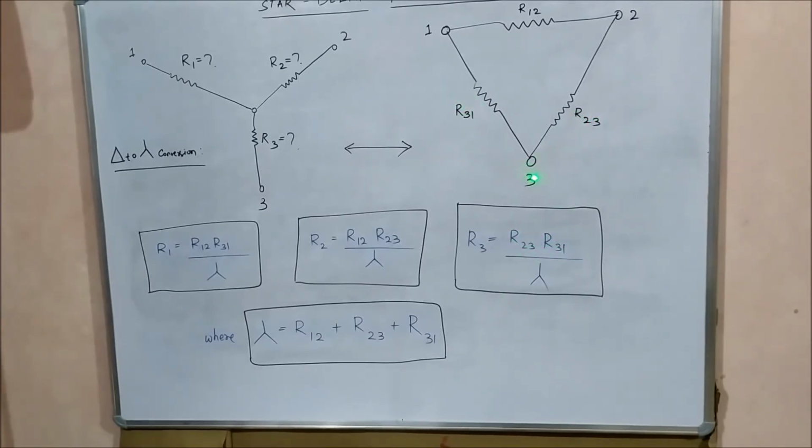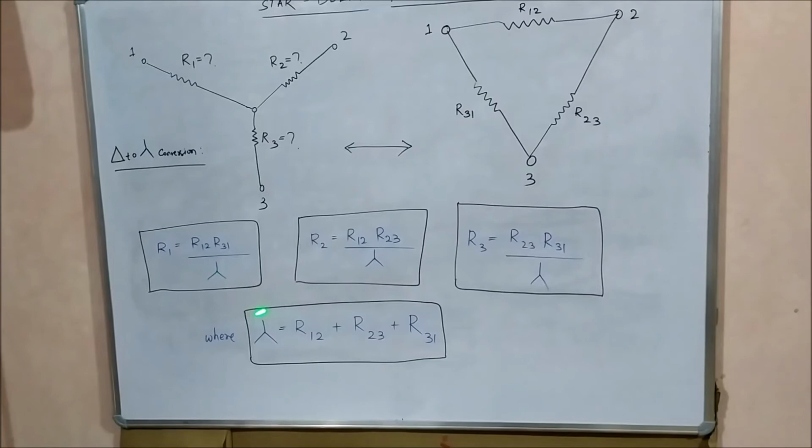R23 and R31, both the resistors have one of their ends connected to point 3, and the denominator is fixed, which is R12 plus R23 plus R31. So it's simple, the denominator is fixed. In star to delta the numerator was fixed. In delta to star the denominator is fixed, which is this value.